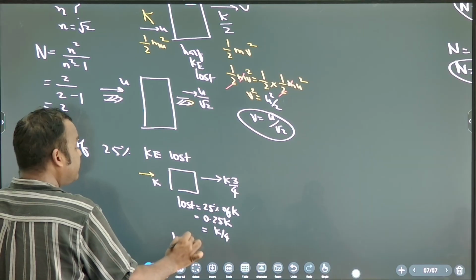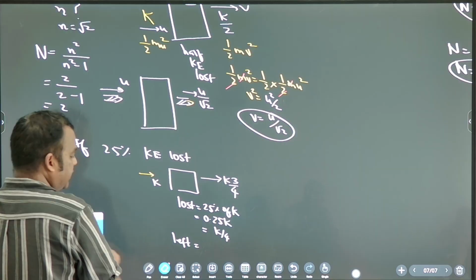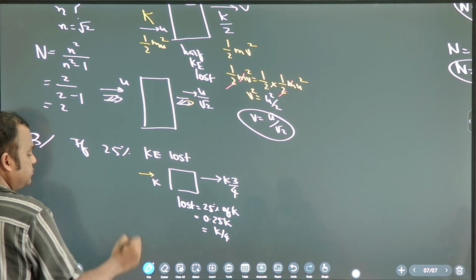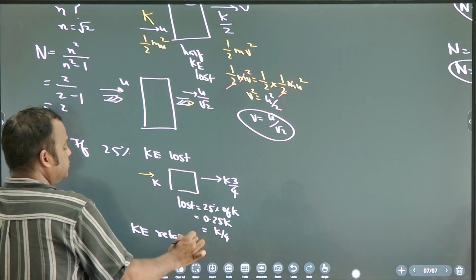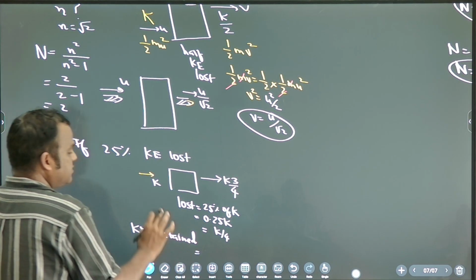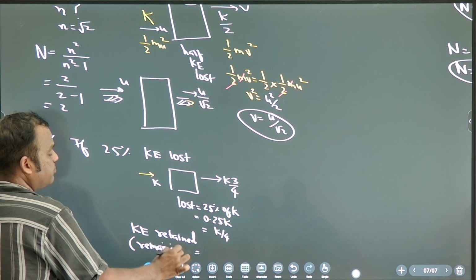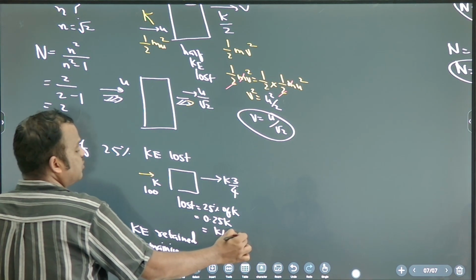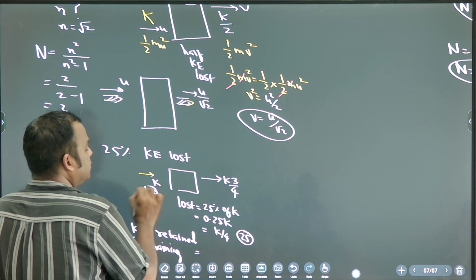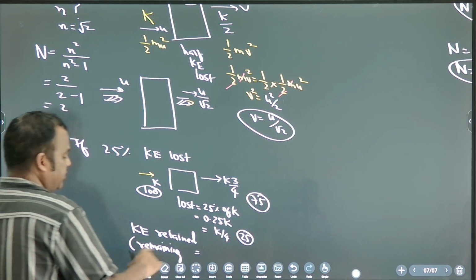Okay, so lost is 25%. So what is left is known as retained. Kinetic energy retained means remaining. Like suppose 100 joule. How much is lost? 25 joule lost. So how much is retained? 75. That is remaining.